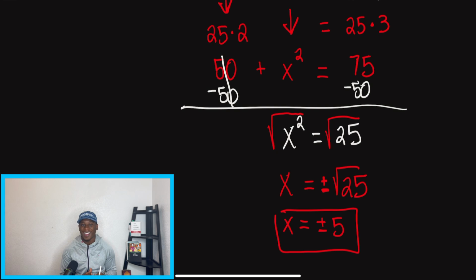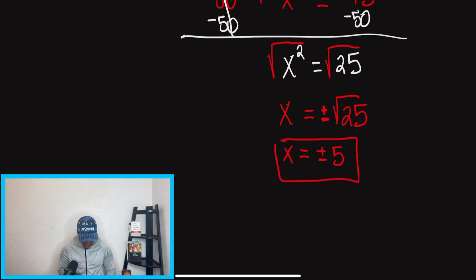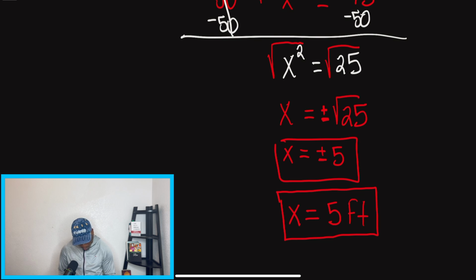But hold on now. Let's just pause right there. We're talking about the side length of a triangle, and side length can't be negative. So this answer right here is not 100% correct. We would have to only take one of those answers. So our answer would be x is equal to positive 5. And just for the video's sake, so it makes more sense, we're going to put feet. I didn't put it in the problem above, but just so you understand why it has to be positive, we can't have negative feet.